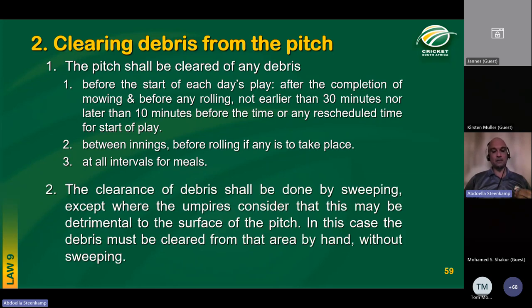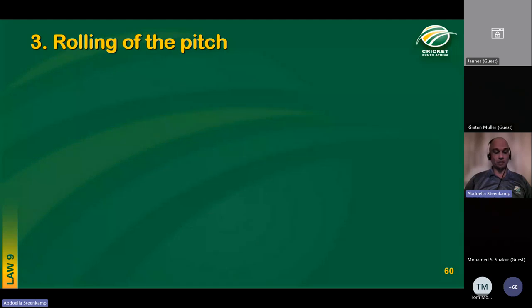How do you clear the debris from the pitch? Law tells us two ways. Firstly, by sweeping, by using a broom to remove the debris from the pitch. The second method is, if the umpires consider that using a broom might cause detrimental damage to the surface of the pitch, you can clear the debris by using your hand. So not you as the umpire, but the ground staff. They will either use a broom, but if they feel that the pitch is a bit brittle, and using a broom might cause damage to the pitch, they are allowed to use their hand to clear the debris from the pitch.